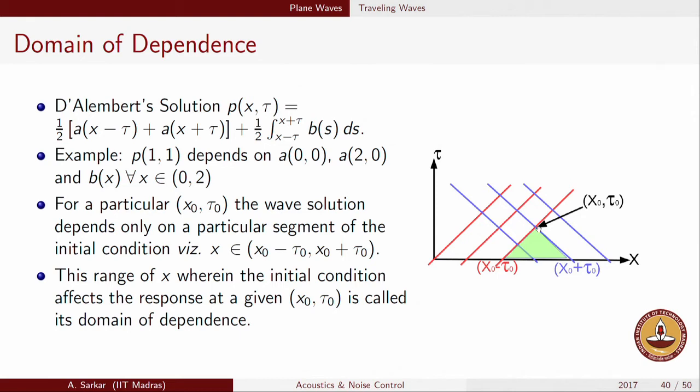It is just the opposite concept. The solution at x0, tau0 depends upon everything which happens on this green triangular patch. Similarly, whatever happens at x0, tau0 will influence everything that is lying in this upper triangular patch, that is called the domain of influence. So, this concept of domain of dependence and domain of influence is a very helpful concept in the analysis of wave solution. That was about domain of dependence and domain of influence.